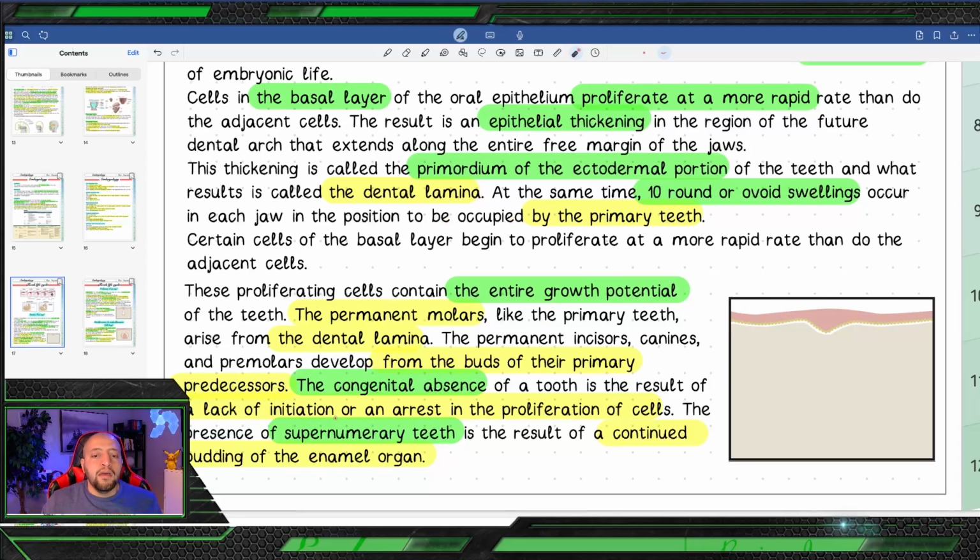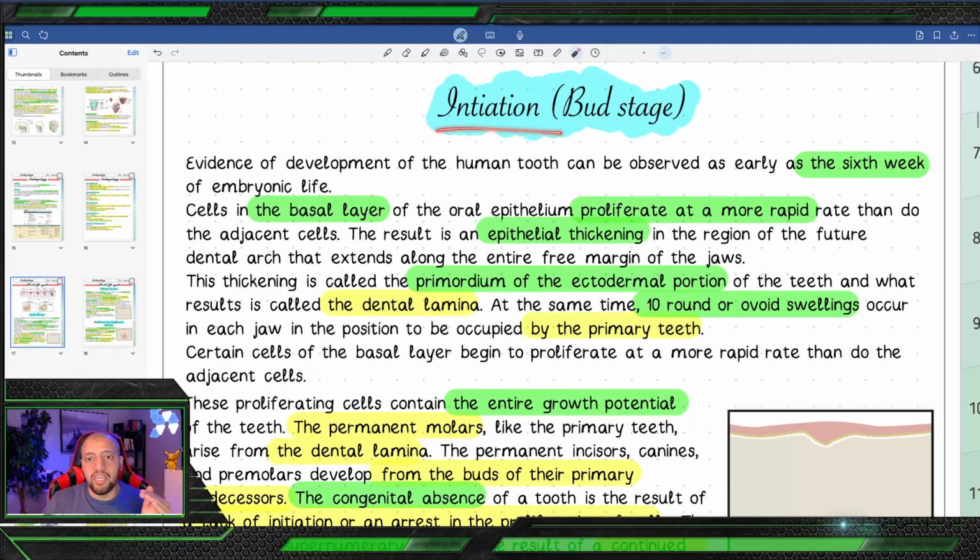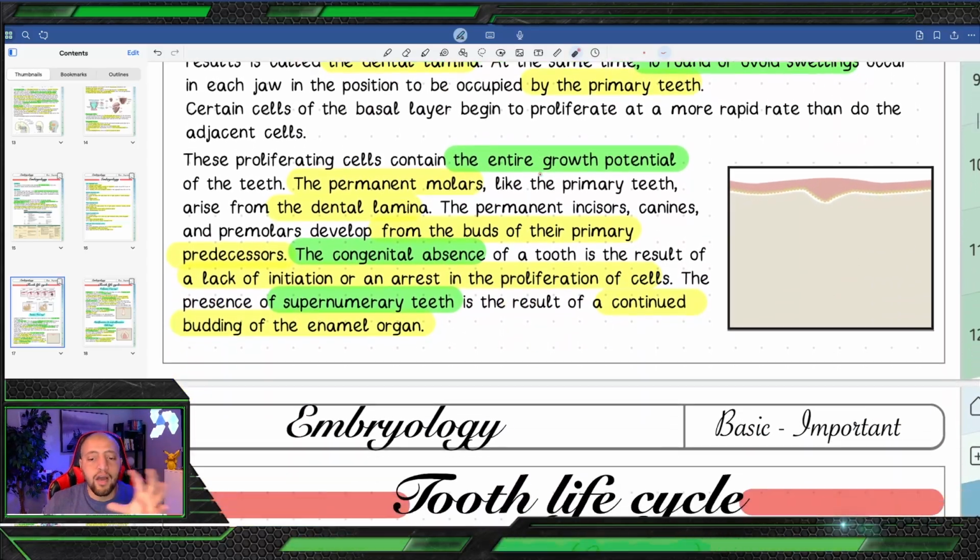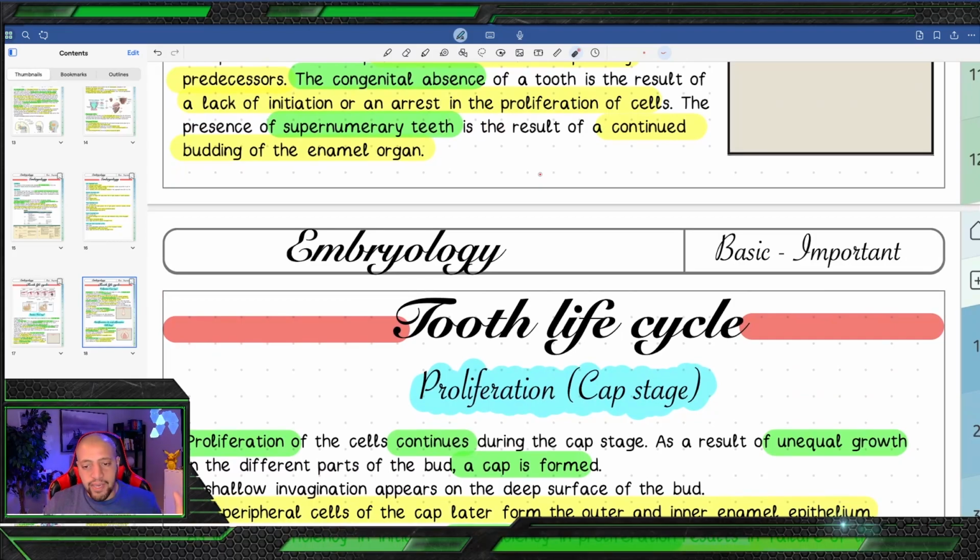The congenital absence of a tooth is the result of lack of initiation or an arrest in proliferation of the cells, and the presence of supernumerary teeth is the result of continued budding of the enamel organ. So if I ask you a question, error at which stage will lead to congenital absence? It will be initiation. Extra initiation or extra budding, at which stage will give us supernumerary teeth? Again, it's initiation. This is how we're going to conduct each stage: explain what really happens and what error will lead to which condition.